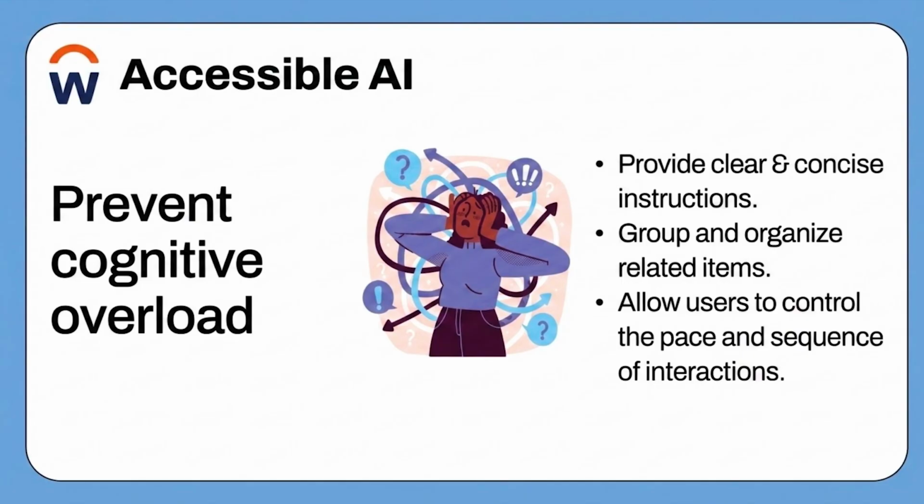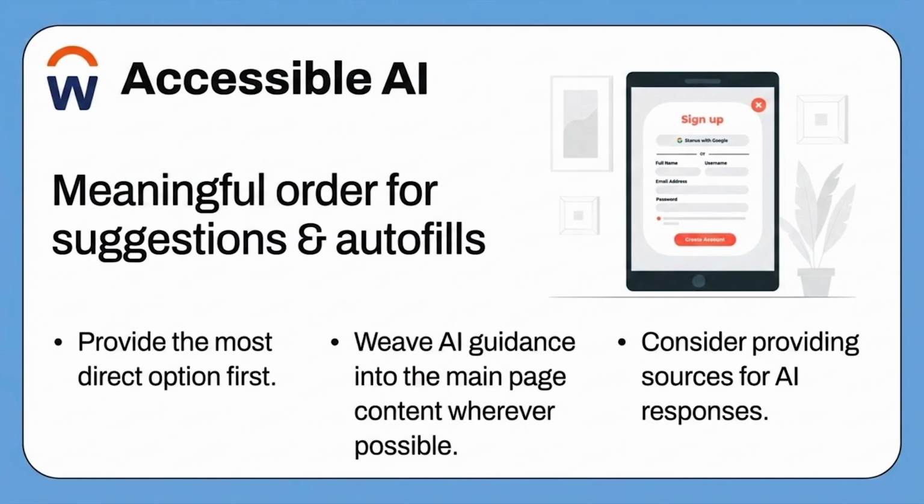Most importantly, AI should never increase cognitive load. Instructions must be clear and concise. Related items should be grouped together, and users must be able to control the pace of the interaction. If an AI types out a response, the user should be able to pause or read it at their own speed. When using AI to autofill content or provide suggestions, the fastest, most direct option should come first in the reading order. Any AI guidance should be woven into the main page flow rather than hidden in pop-ups, and whenever possible, provide the source the AI is using.